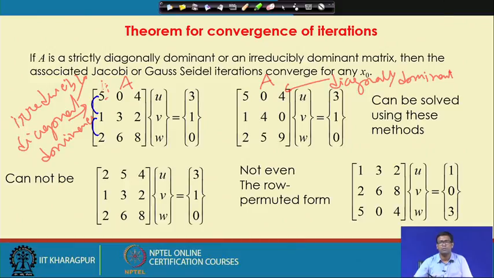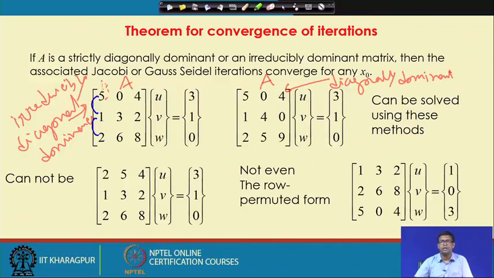Though row permutations keep the solution the same, solutions exist and are the same for a diagonally dominant or irreducibly diagonally dominant matrix and the row permuted form of that matrix. However, the row permuted form, as it does not remain diagonally dominant, cannot be solved using the Jacobi or Gauss Seidel method. Why? Because of the fact that G has been changed.